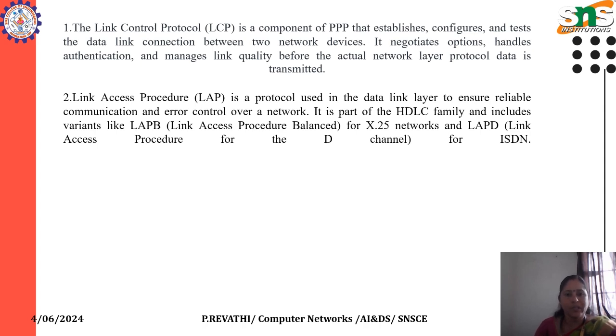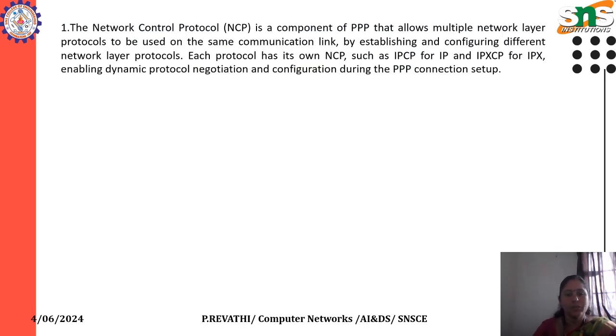Link Access Procedure protocol is a protocol used in the data link layer to ensure reliable communication and error control over a network. It is a part of the HDLC family and includes variants like Link Access Procedure Balanced for X.25 networks, and LAPD, Link Access Procedure for the D channel, for ISDN. Network Control Protocol is a component of PPP that allows multiple network layer protocols to be used on the same communication link by establishing and configuring different network layer protocols.